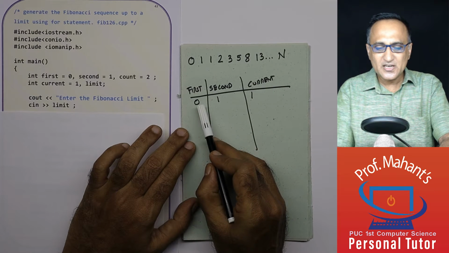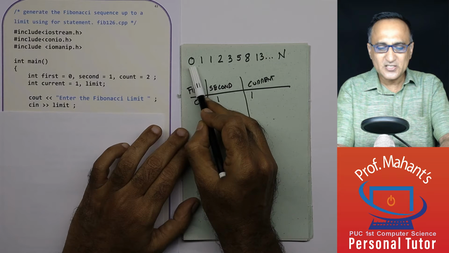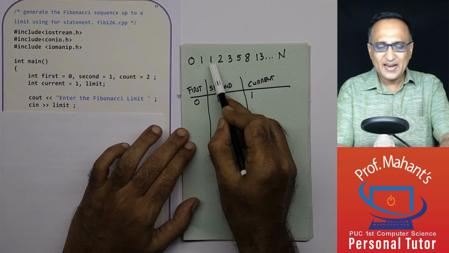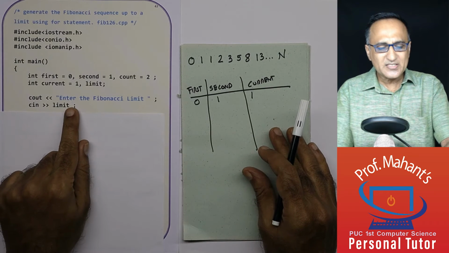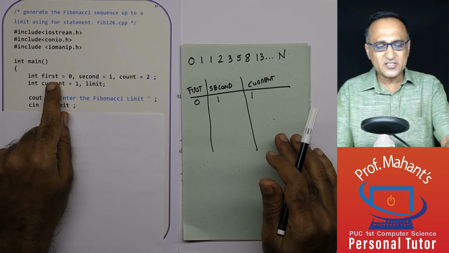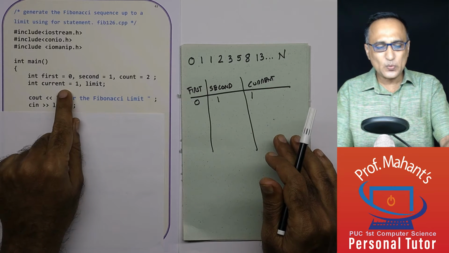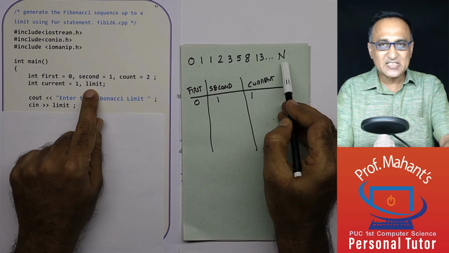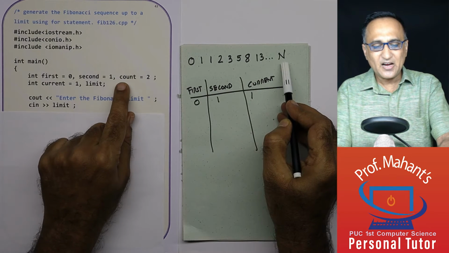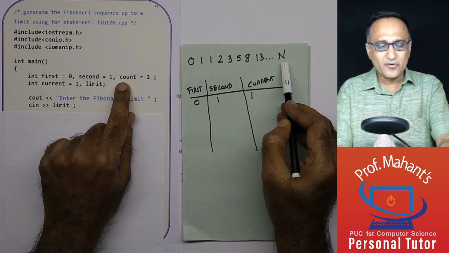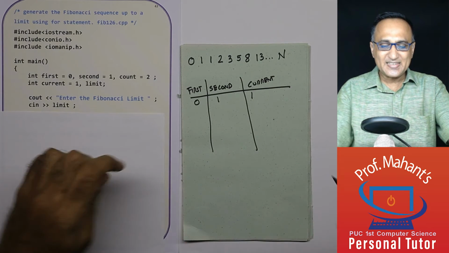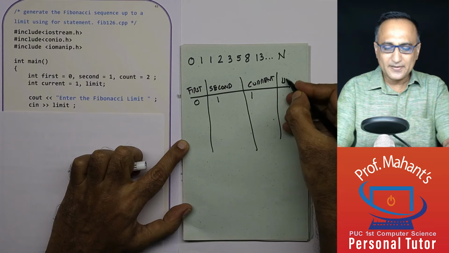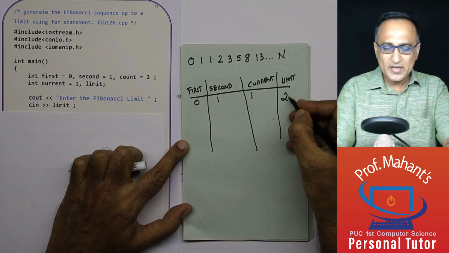So I'm going to give the first variable the value 0. This is first, this is second as 1, and current is also 1. If you see the variable declaration, first is 0, second is 1, current is 1, and limit represents the last Fibonacci number you are interested in. Count is a variable used to keep track of how many Fibonacci numbers you have printed. I'm asking to enter the Fibonacci limit. Let us say I enter the value of limit as 21.